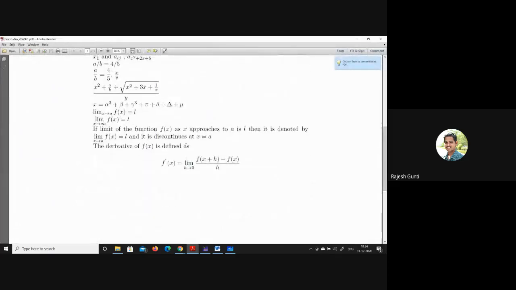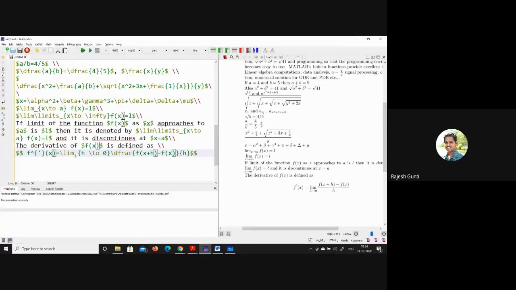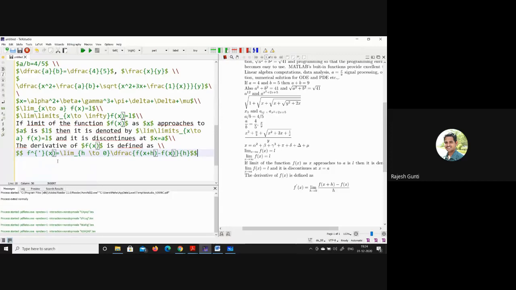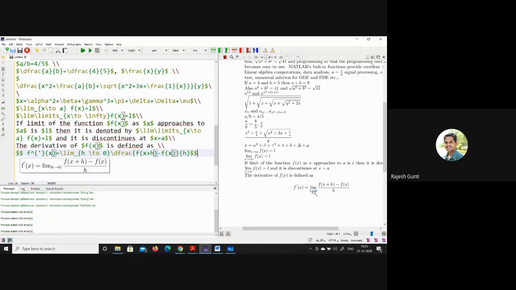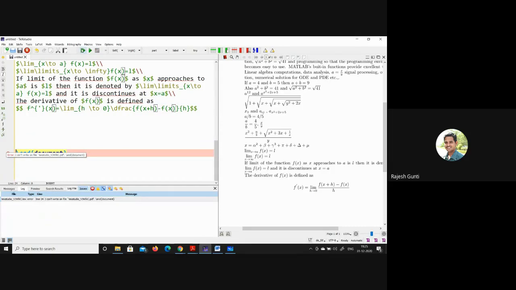The derivative of f of x is defined as f dash x, limit h tends to 0. If you give double dollar symbol, I didn't use backslash limits. Am I correct or not? Did you understand this point? If you give double dollar symbol, automatically it will come down, limit h tends to 0. There is no need to use the backslash limits symbol here, and no need to give backslashes here either. This extra space can be wrong. Error is coming. Oh, sorry.